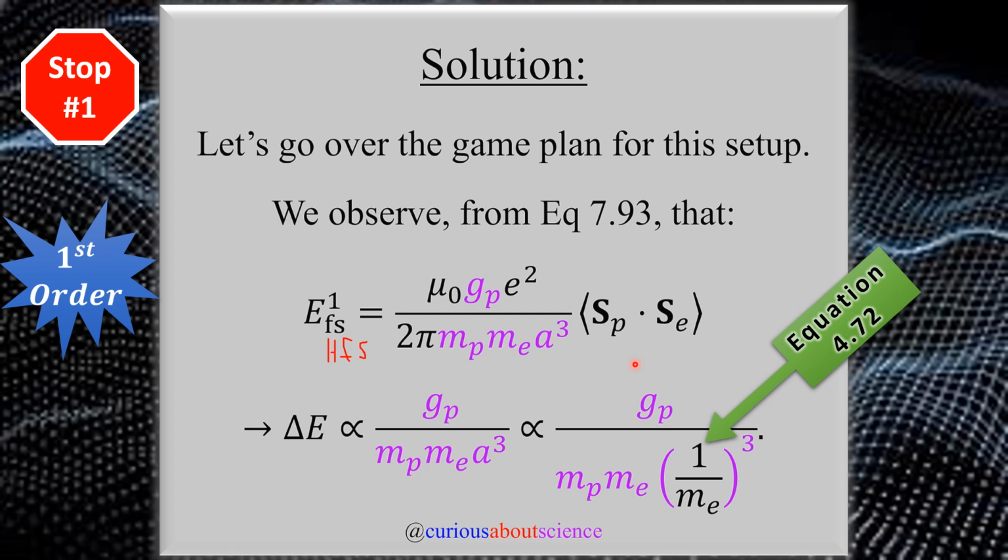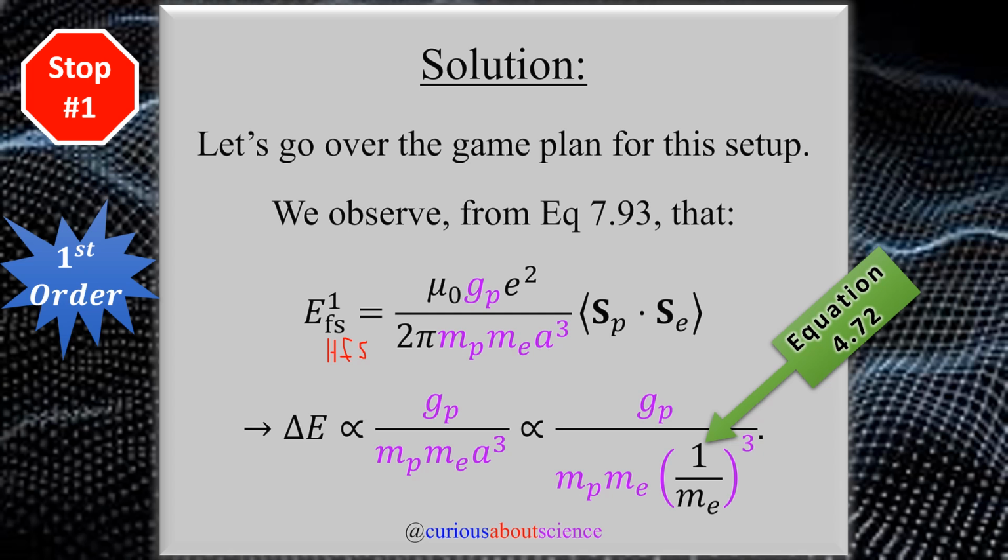So you're probably going to have to dig a good bit to find this in any of your spectral diagrams. But nonetheless, what we want to highlight is that delta E is proportional to the G factor, okay? And then we have the masses in the bottom, but we want to keep those the same. But recall that the Bohr radius A, which is sometimes denoted A naught, is proportional to 1 over the mass of the electron, which is stated by equation 4.72.